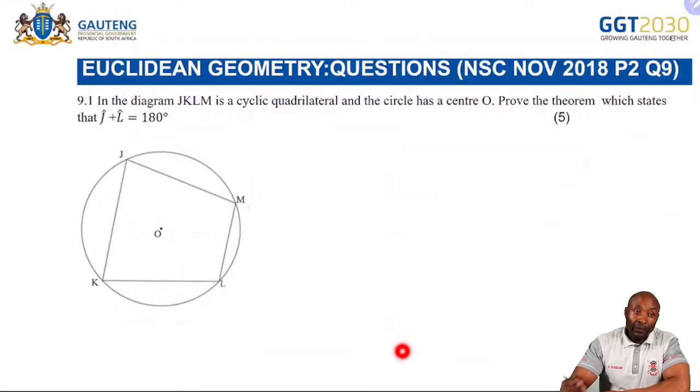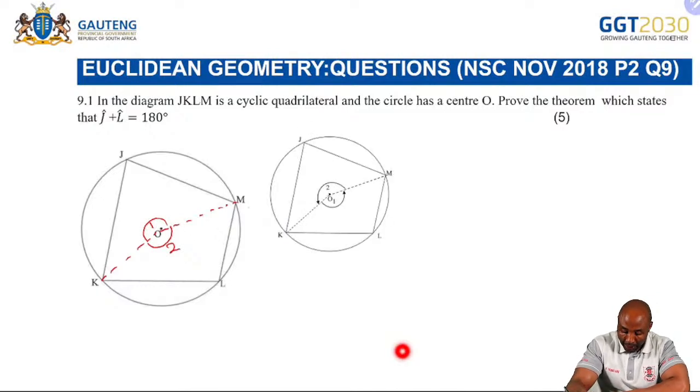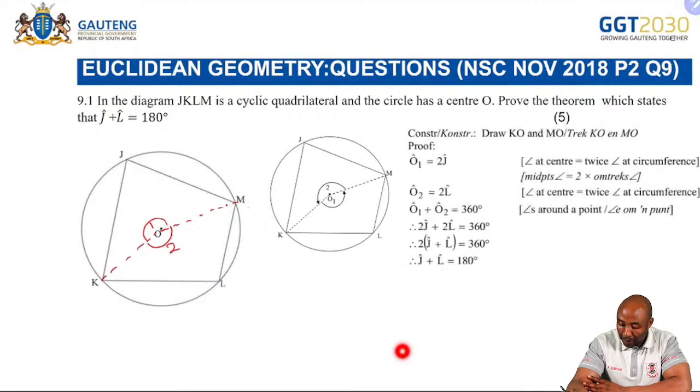Please do not construct from J or L, so we'll make a construction from the centre, O, to J and also to L, and then we can name this one O1 and this one O2, and then from there we do the proof. So here is our construction. It doesn't matter how you do your naming, but this is how it's done there, and you are able to do the construction like that for 5 marks.